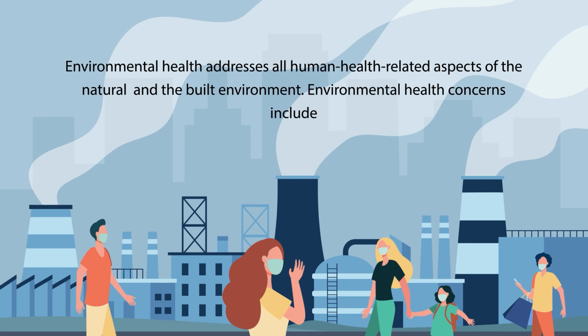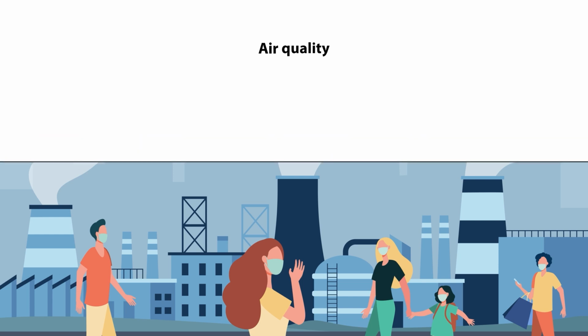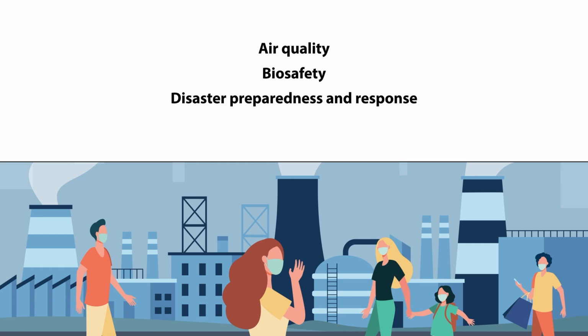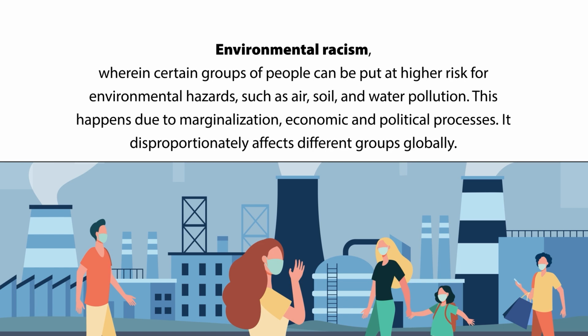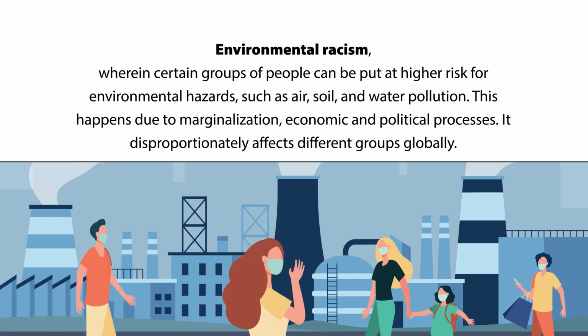Now environmental health also addresses all the human health related aspects of the natural and the built environment, and the environmental health concerns include air quality, biosafety, disaster preparedness and response, climate change and its effect on health, environmental racism. Now the other aspects are clear and you can understand them better, which have already been explained in the previous sessions. Now environmental racism may appear to be a new term. So this is basically wherein certain groups of people can be put at higher risk for the environmental hazards such as air, water and soil pollution.